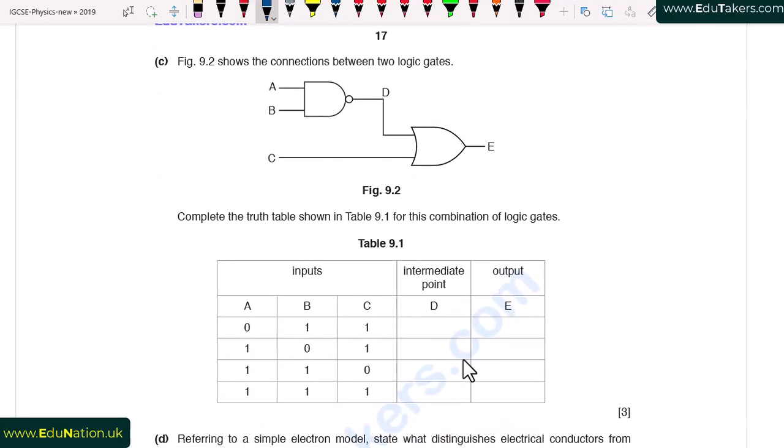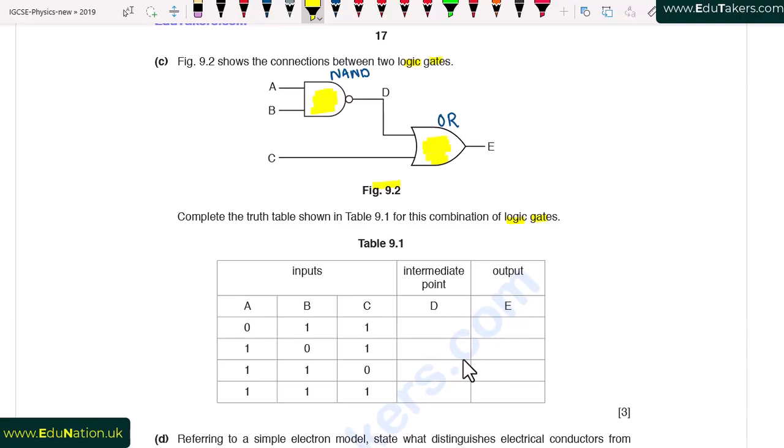Part C. Figure 9.2 shows the connections between two logic gates. So in the figure 9.2 we can see that these are the two logic gates. This gate is NAND gate, that is the combination of AND and NOT, and this is OR gate. Complete the truth table shown in table 9.1 for this combination of logic gate. Here we have to complete the truth table.